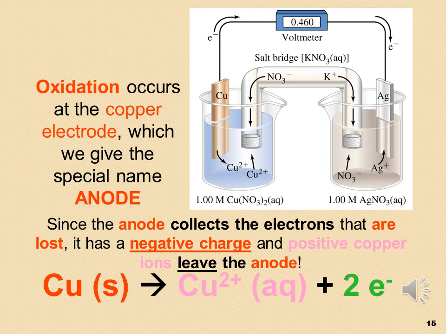Oxidation occurs at the copper electrode, which gives the half cell the special name of the anode. The anode releases electrons, so it has a negative charge. So we have copper solid, which loses electrons to form copper ions, and since it is losing electrons, we'll see the anode being worn out.